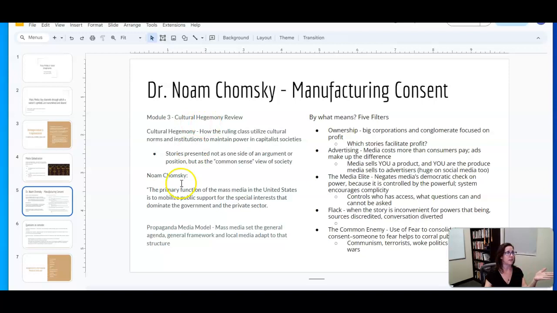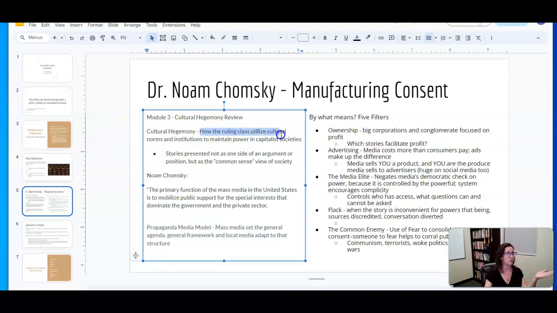And so we can see here the definition of cultural hegemony: how the ruling class utilizes norms and institutions to maintain power in capitalist societies, right? So stories are presented not as a one-sided argument or position on a complex situation, but as the common sense view of society, right? So Noam Chomsky says that the primary function of the mass media in the United States is to mobilize public support for the special interests that dominate the government and private sector. He calls this a propaganda media model.